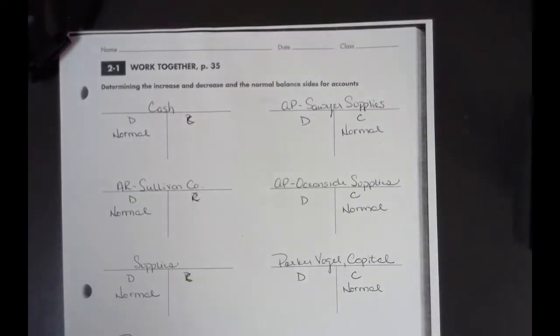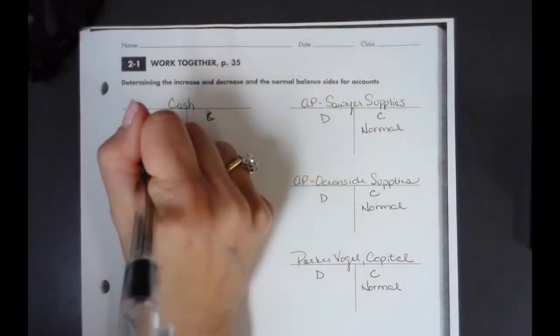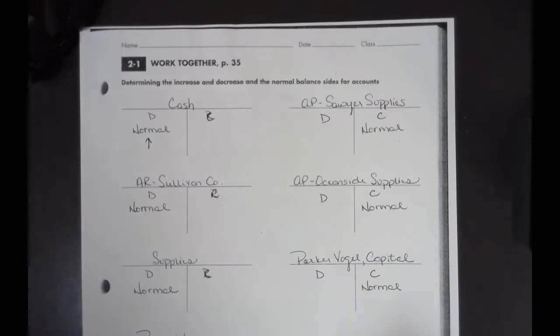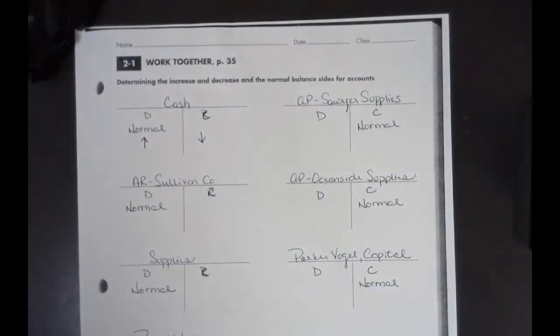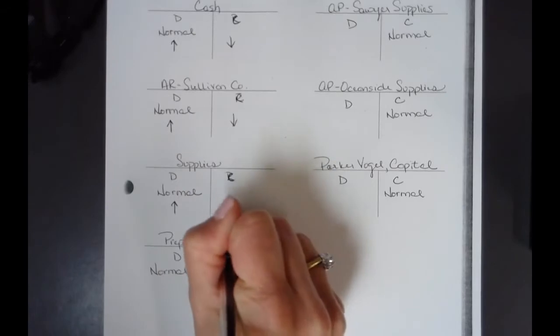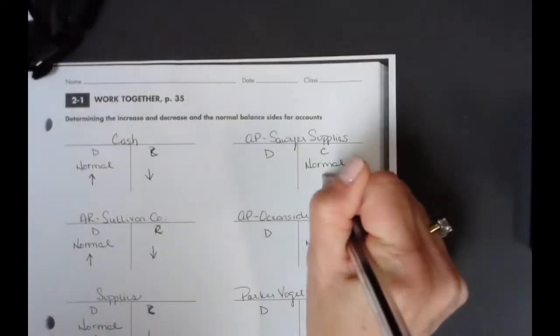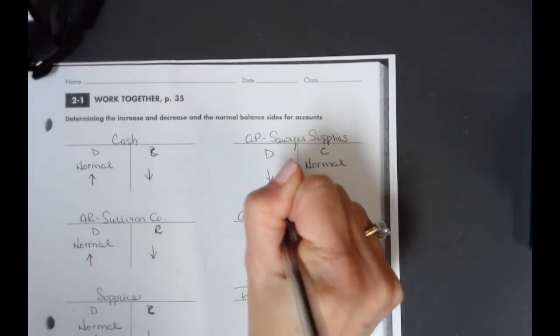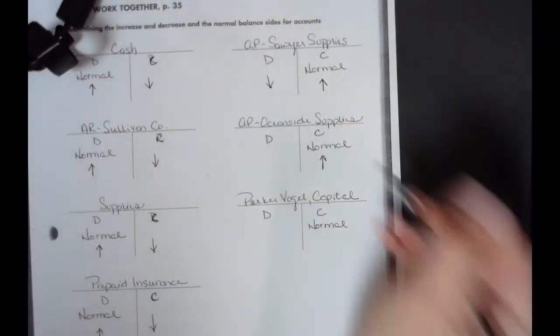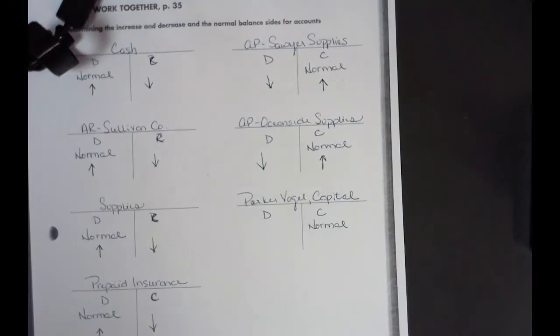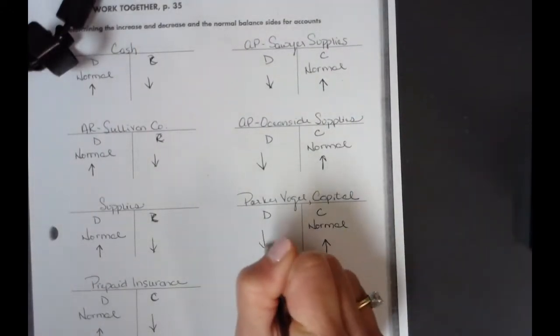We always increase on the normal balance side, we decrease on the opposite. So everywhere we see a normal, that's where we increase, and we decrease on the opposite. We increase on normal, decrease on opposite. And increase normal, decrease opposite. Over here, we increase and decrease.